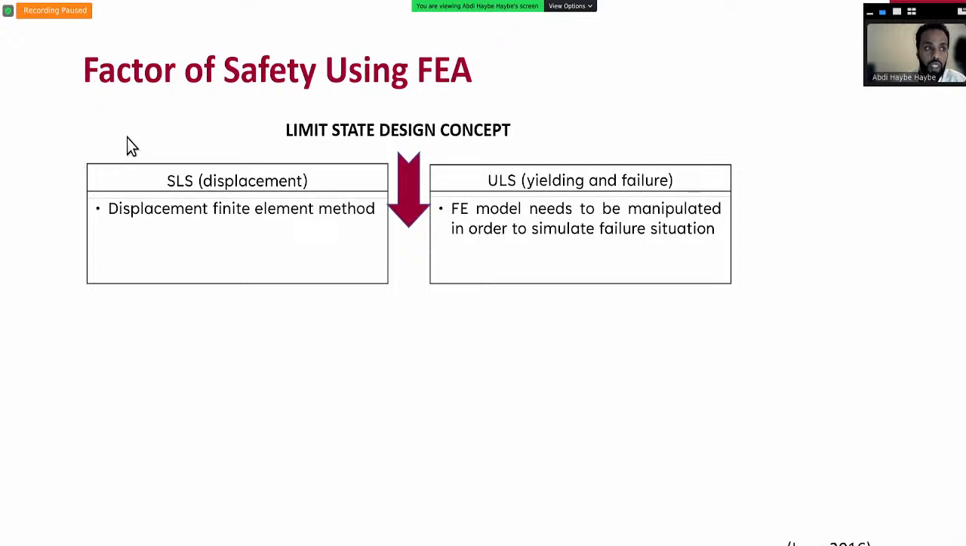For serviceability limit state, finite element analysis is well suited for determining displacement using the finite element displacement method. But when it comes to ultimate limit state, it's not as straightforward as it is for SLS. That's mainly because we're dealing with material behaviors such as the yield strength and the failures of the soil and the structures that are involved in the design.